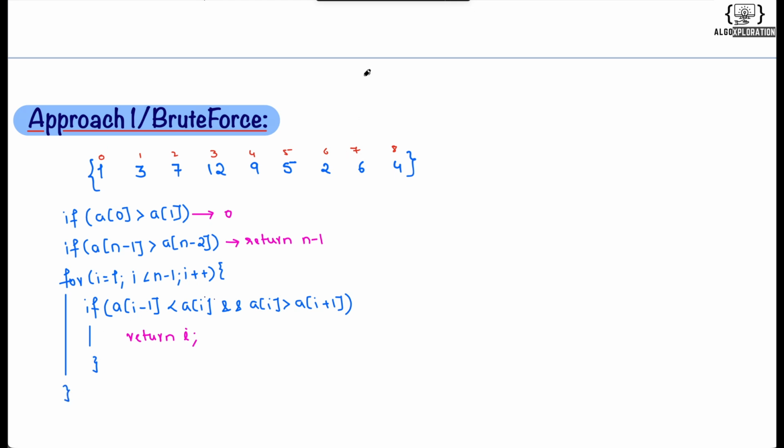Now talking about the time and space complexity, here we can see that we have just taken one single for loop, so the time will be order of n. And talking about the space complexity, since we didn't take any extra space, it will be constant, so order of 1. And these lines will take a constant amount of time. So I believe you got this.